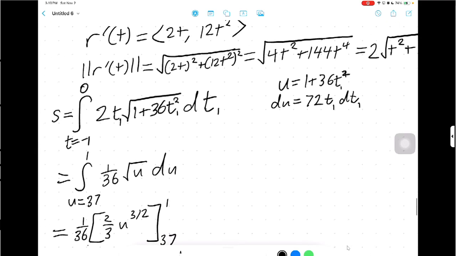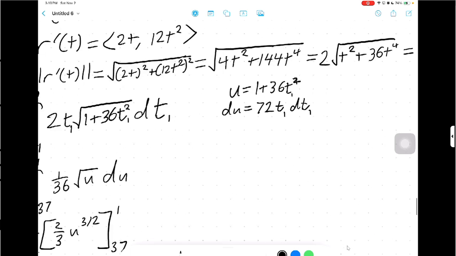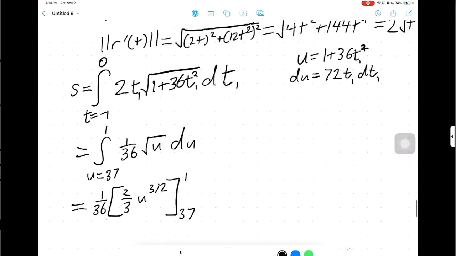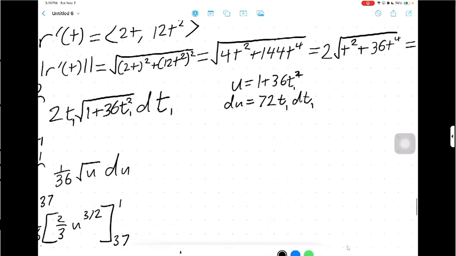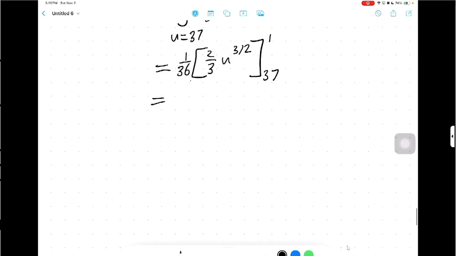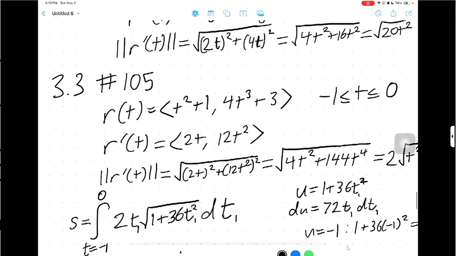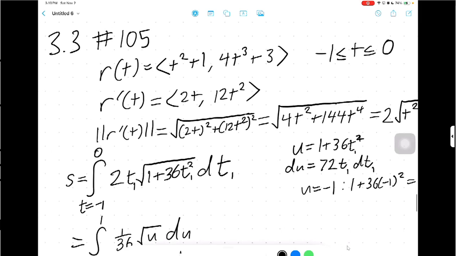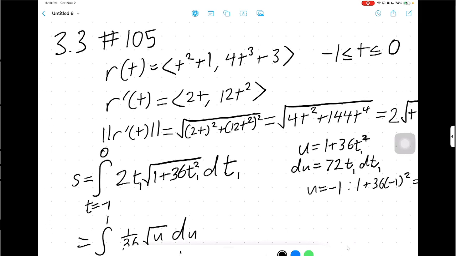And assuming I did all of this right. Yep, 2t root 1 plus 36t squared. Yep, that's the right u sub. And yep, it's 37 to 1. 2/3, we're going to get 2 over 108, which is going to be 1 over 54, times 1 minus 37 to the 3/2. And that should be the answer.